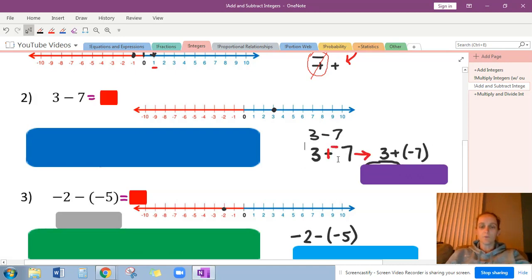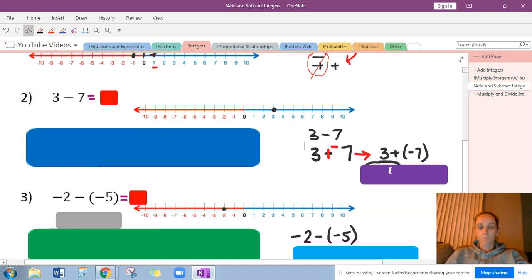Remember, I'm going to use boom, boom for this. So that means that I go boom, boom. I change a subtraction sign to an addition sign, and I change the sign of the second number. So I'm doing two different marks. I'm going boom, boom. And you never change the first number, that just stays whatever it is. So this problem's going to turn into 3 plus -7, and that's going to be the same thing as 3 minus 7.